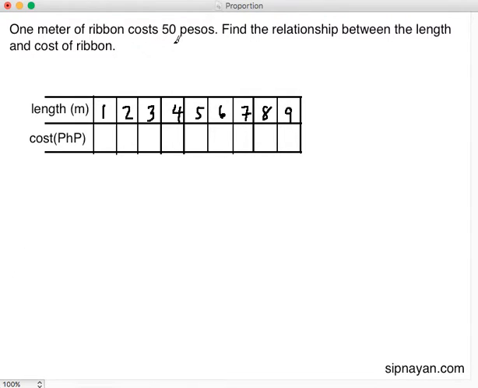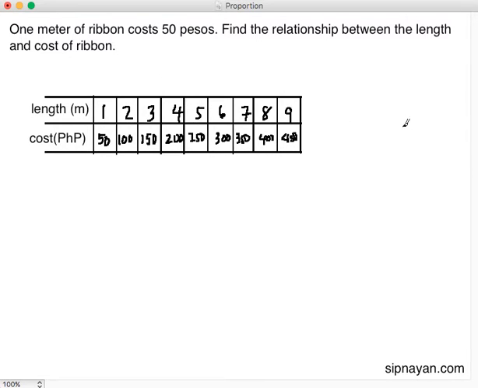So pag 1 meter, ang cost niya is 50 pesos. So pag 2 meters, meron tayong 100 pesos. Medyo mahal na ribbon nito. And then pag 3 meters, 150, 200, 250, 300, 350, 400, and 450. Now, ano napapansin nyo dito sa relationship between the two quantities, the length and the cost.